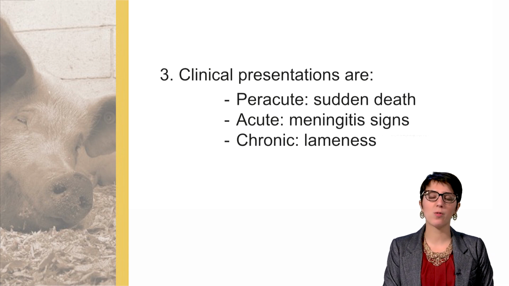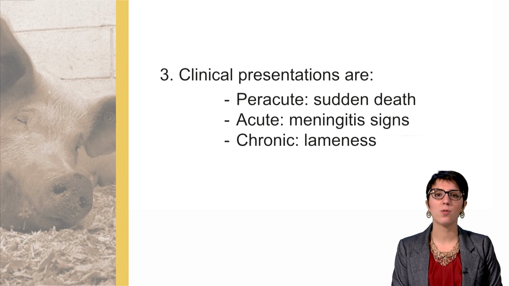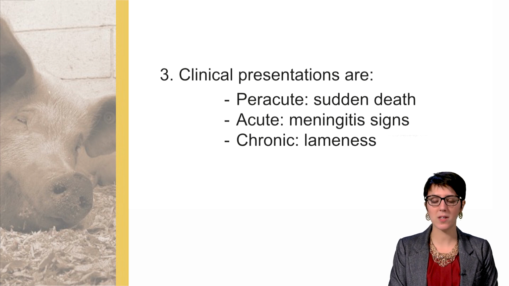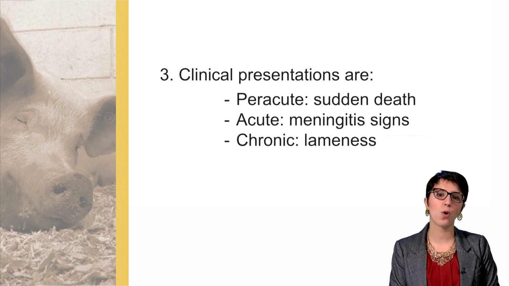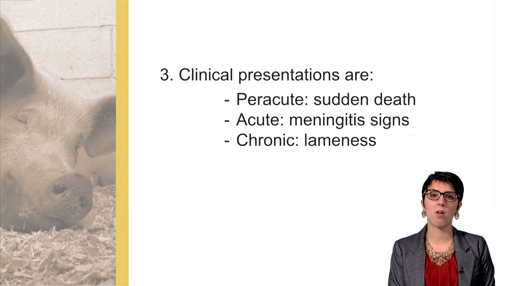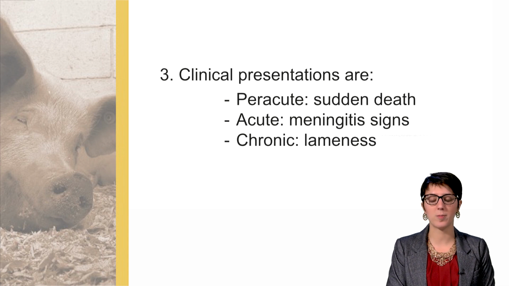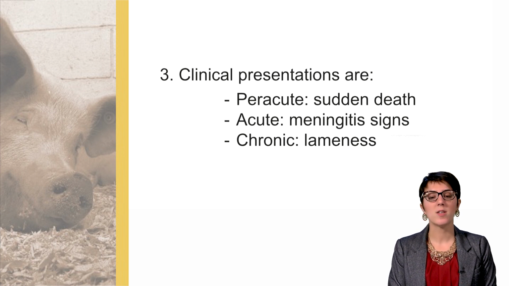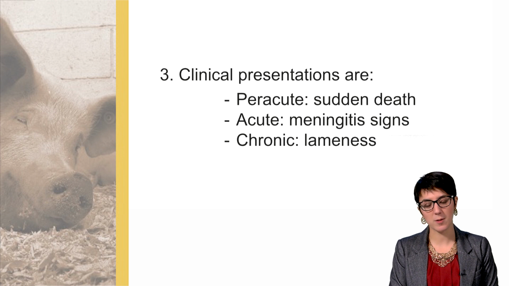There are different types of clinical presentation for infections by Haemophilus parasuis. First, we have the peracute form, where we have sudden death of healthy-looking pigs. Then the acute form with meningitis signs. This is when the pigs are laying down on their side and paddling. They have a hard time walking as well. And we have the chronic form, where the pigs are going to show signs of lameness.